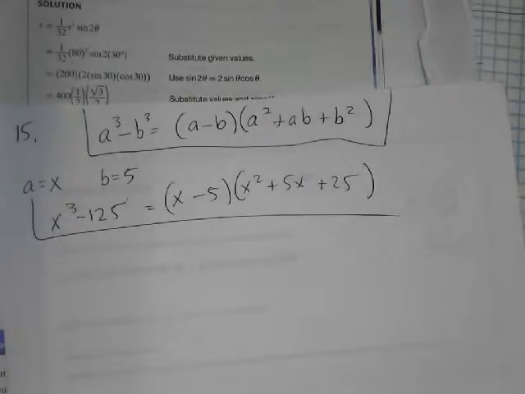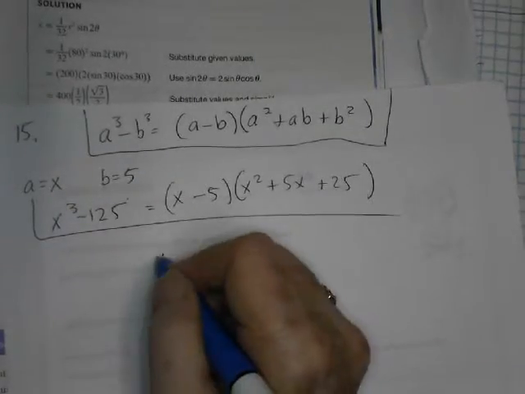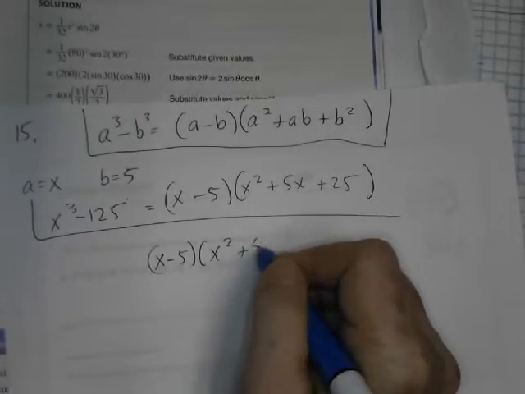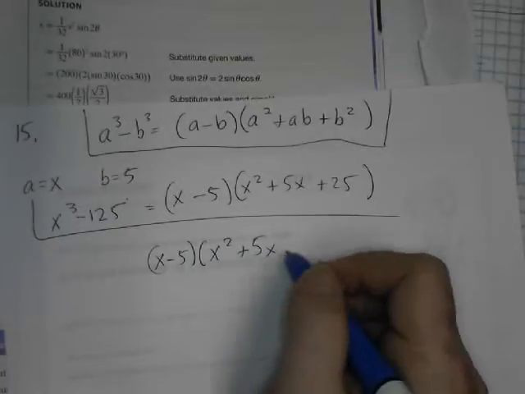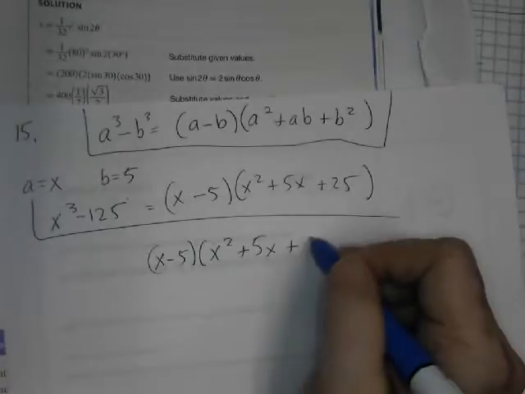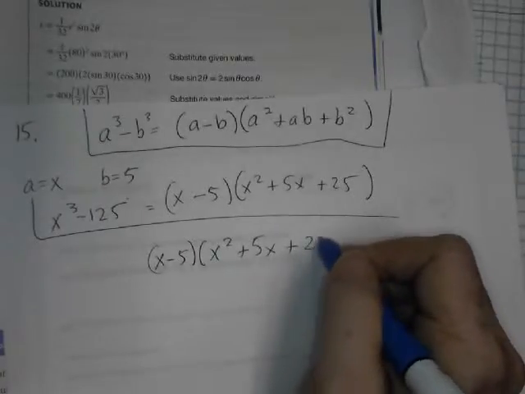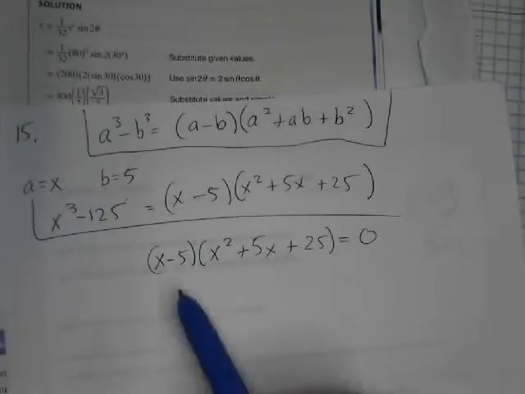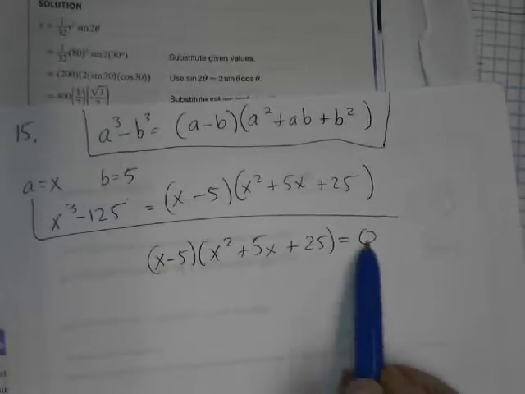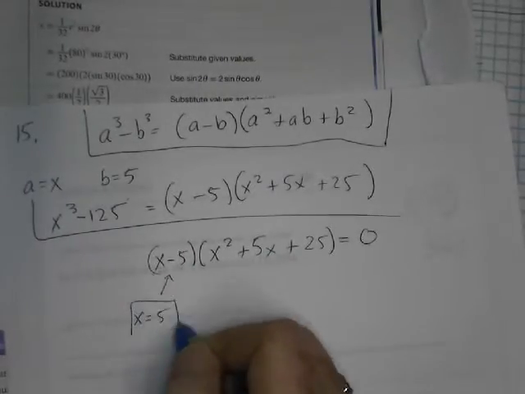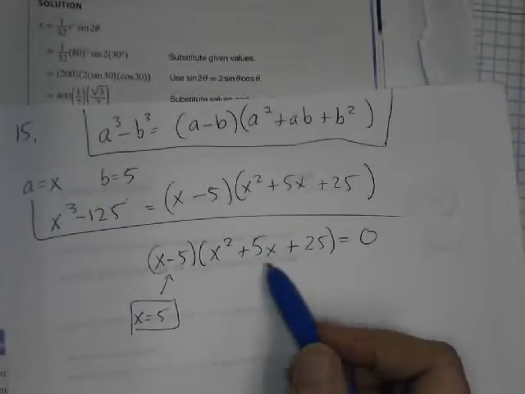To solve it, to find the roots of it, I want to set it equal to 0. x minus 5. Because the roots are where it crosses the x-axis, and that's when y is 0, so that's why I'm going to set it equal to 0. And also I can use the zero product property on it, right? So x minus 5 equals 0, so that's going to give me x equals 5 for a root. Oh, this is fun.